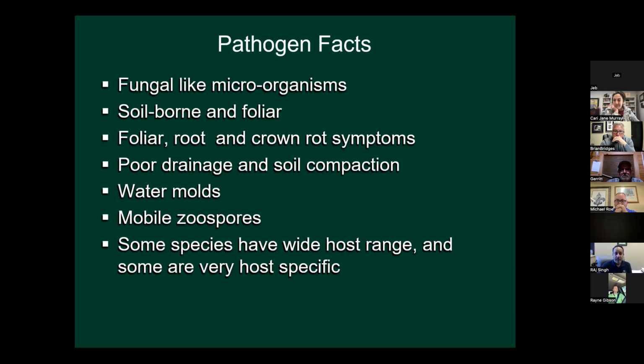As I mentioned here, it produces foliar, root, and crown rot symptoms. Sometimes you will see the foliar symptoms, but the problem is in the roots. Poor drainage and soil compaction are the two predisposing conditions for this root rot pathogen. Now, if you don't have those conditions, the pathogen can still cause infection. But these two conditions, the poor drainage and soil compaction, will stress out your plants. And when your plants are stressed out, they become highly susceptible to pathogen infection.